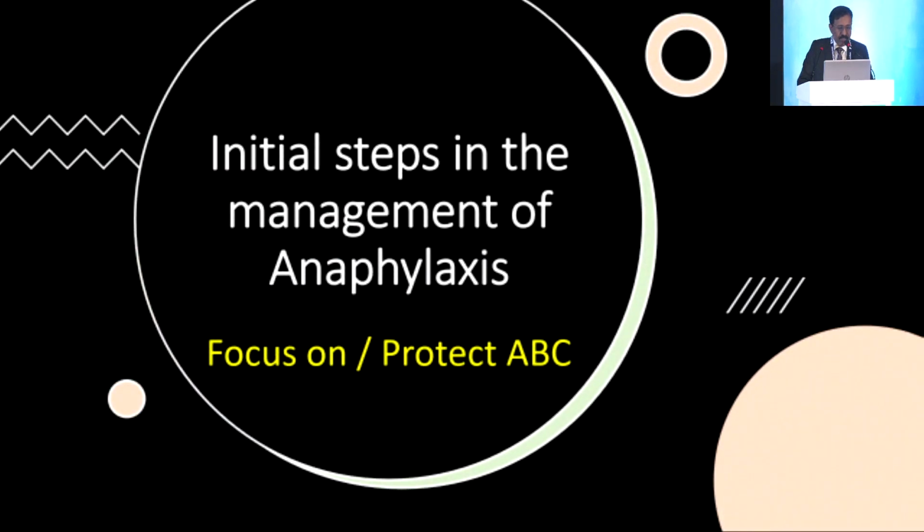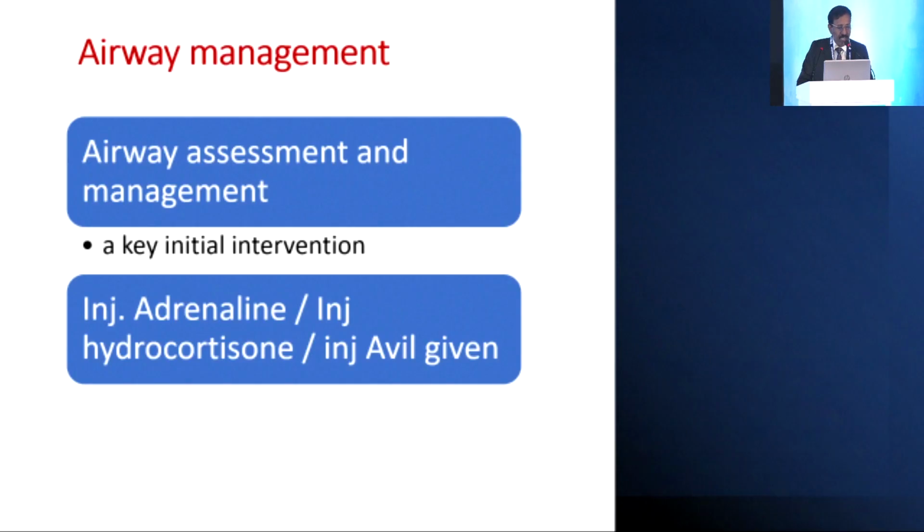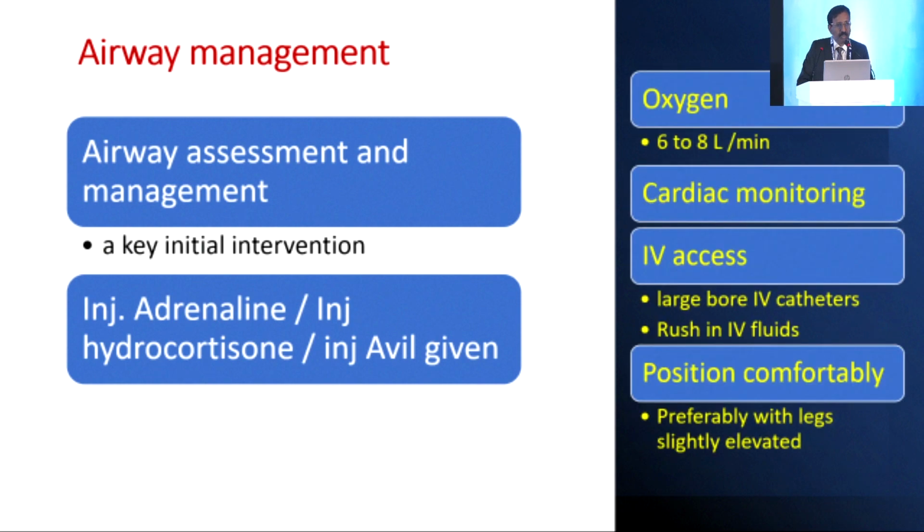The initial steps in the management: basically protect the airway. This is a key intervention. Give adrenaline injection along with a cocktail of hydrocortisone and injection Avil. Also support with oxygen and cardiac monitoring, and you need to have IV access and position the patient comfortably in the same place with legs elevated.